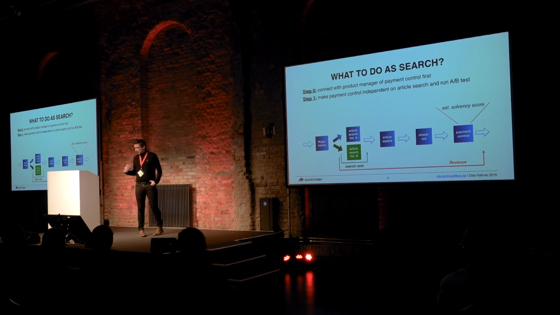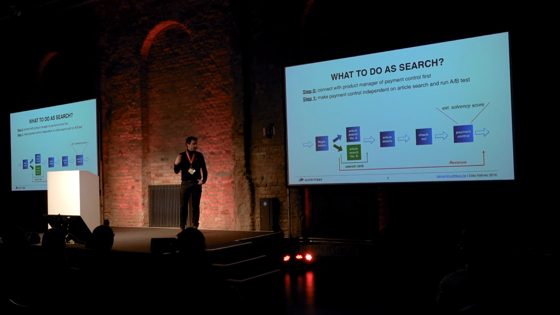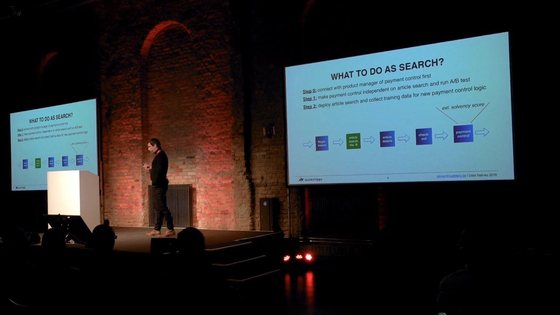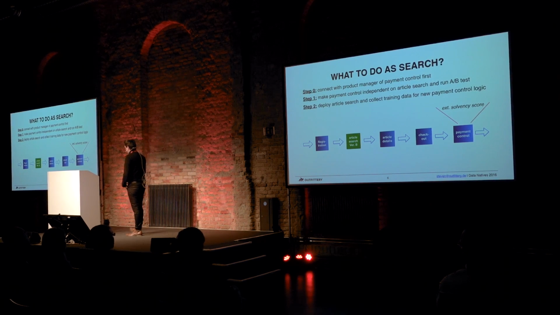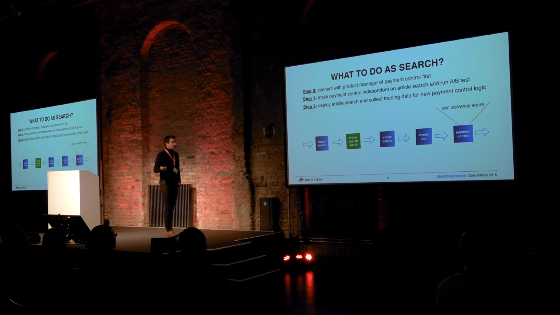In our case, we would roll back one version. Yeah? This would then allow us to run the A/B test. We can measure the performance, and if everything is fine, the product manager of the article search can deploy the new version. But still, we can't switch on the superior payment control logic, because it still would receive data it can't interpret. So what does it mean?